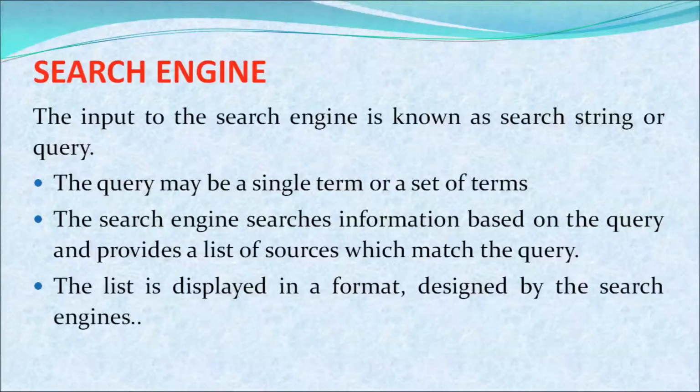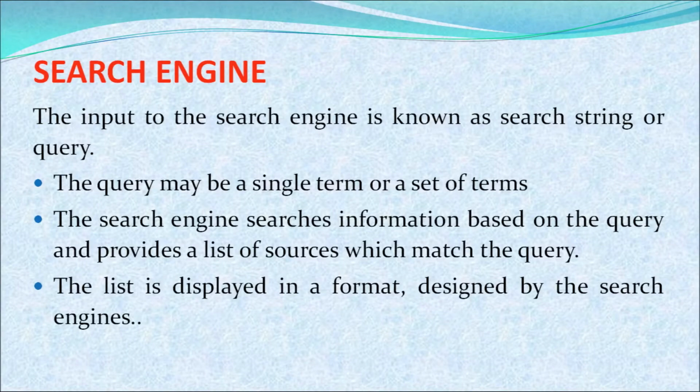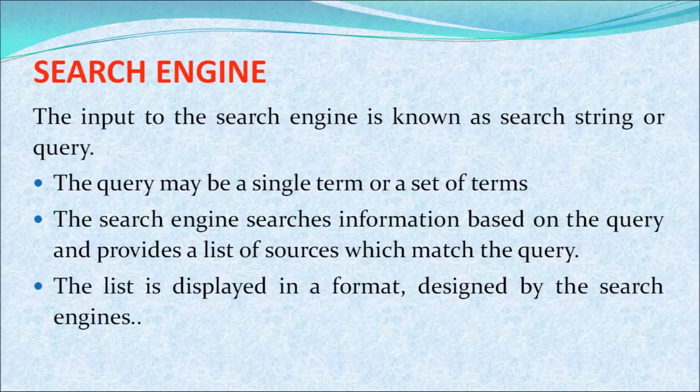The input to the search engine is known as the search string. Whatever input we want to give for searching the information is known as a search string or a query. The query may be a single term or a set of terms. The search engine searches information based on the query and provides a list of sources which match the query. Whatever query or search term you have put, it will provide you a list of the sources. The list is displayed in the format designed for the search engine. Like we said, different search engines have their own interface.